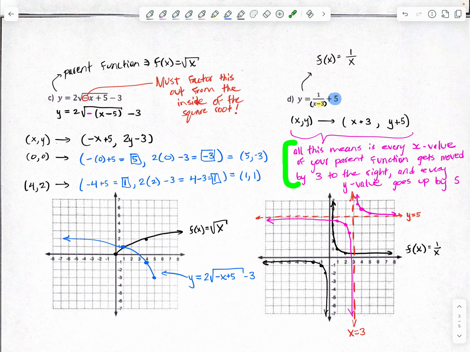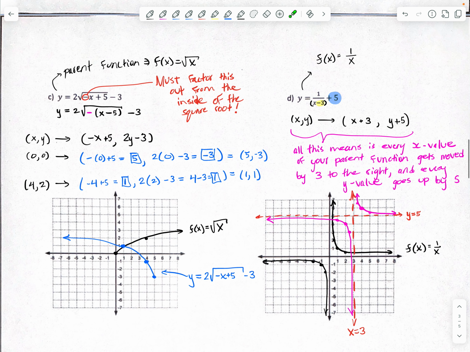So if I were to put this into words, what this means is that every x value on this parent function gets moved by 3 to the right and 5 up according to this transformation, which means even the asymptotes, because reciprocal functions have asymptotes, right? Let's say like the line y equals 0. So now my y is going to be plus 5, so it's going to be y equals 5. And likewise for the x, it was x equals 0 right here. So it's going to be now x is equal to positive 3, just like there. So those are my asymptotes.